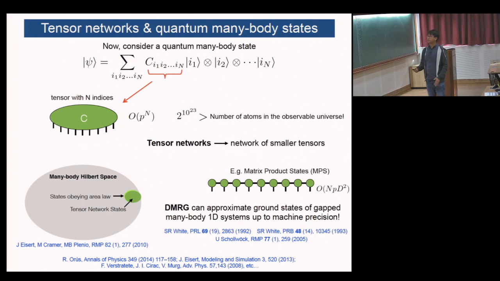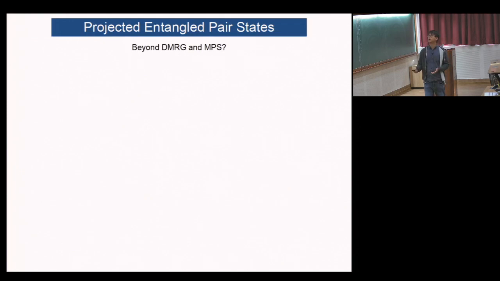There are a number of excellent review papers on tensor networks. These are some of them. We have spoken a lot about MPS and so on. The idea is that we want to go beyond DMRG and MPS, because we want to think about nature, and nature is not always 1D. We have to think about 2D and 3D systems. And what do we do now? What kind of tensor network do we use in such a scenario?